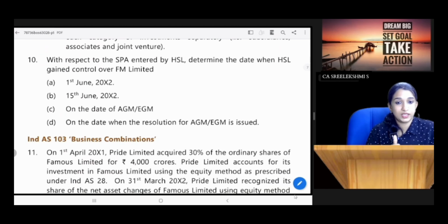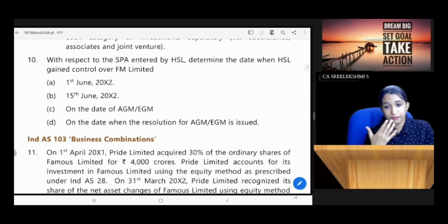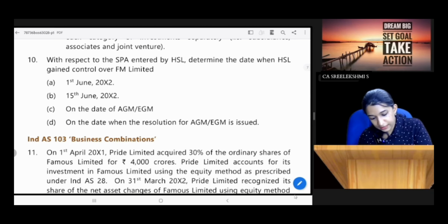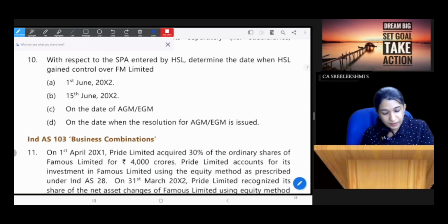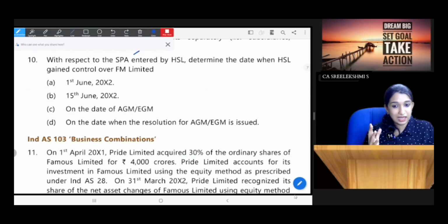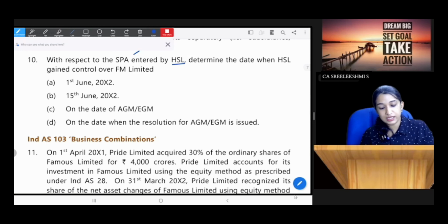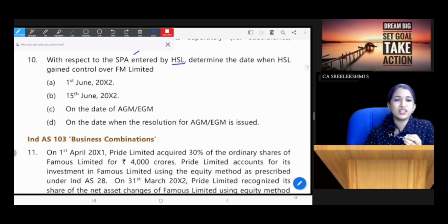This is the only question from this case study. With respect to the SPA, the share purchase agreement entered into by HSL, determine the date when HSL gained control over FM. Okay, control is there.